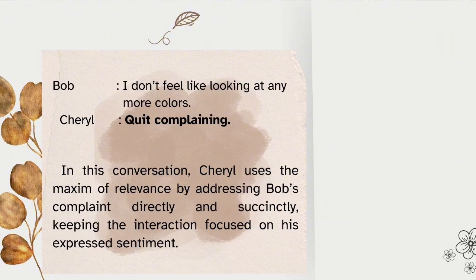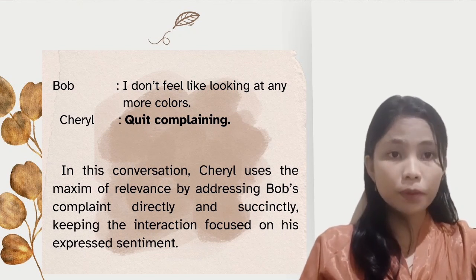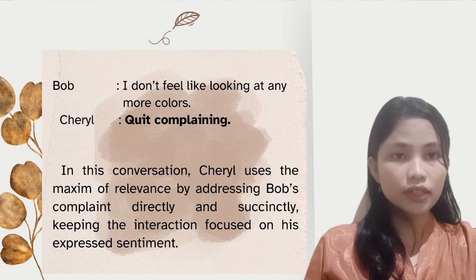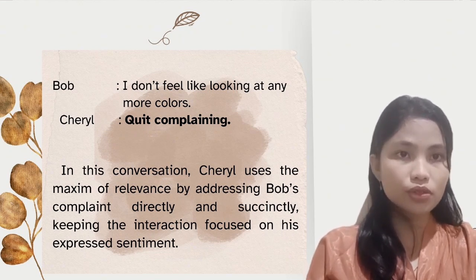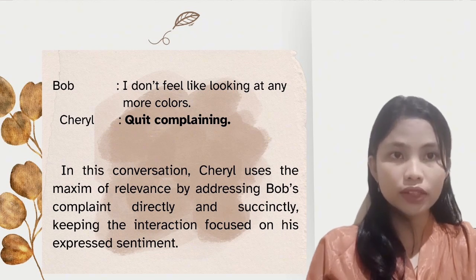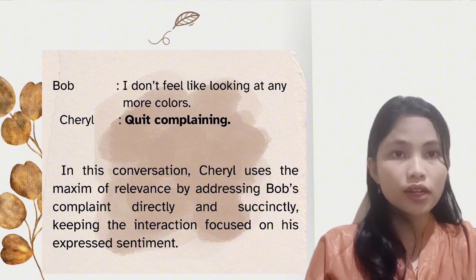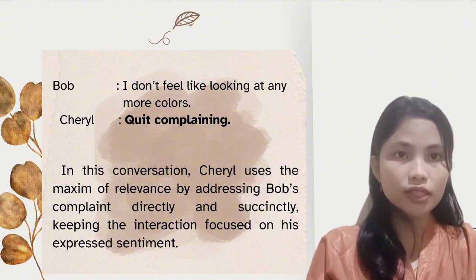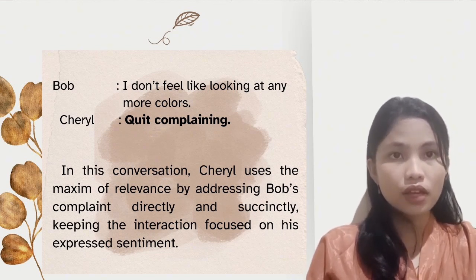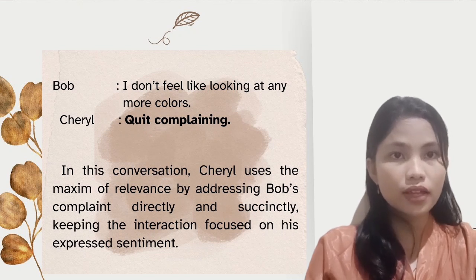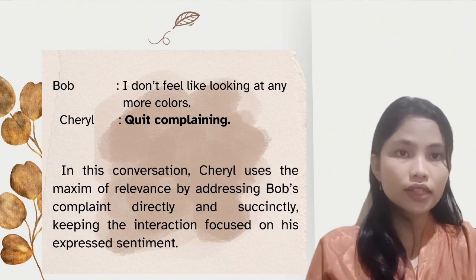Next, Bob said, "I don't feel like looking at any more colors." Cheryl responds, "Quit complaining." The utterance, "quit complaining," is a speech act because it involves using language to perform an action, specifically issuing a command or directive. By telling Bob to quit complaining, Cheryl is attempting to influence his behavior and prompt him to stop complaining. In this conversation, Cheryl uses the maxim of relevance by addressing Bob's complaint directly and succinctly, keeping the interaction focused on his expressed sentiment.